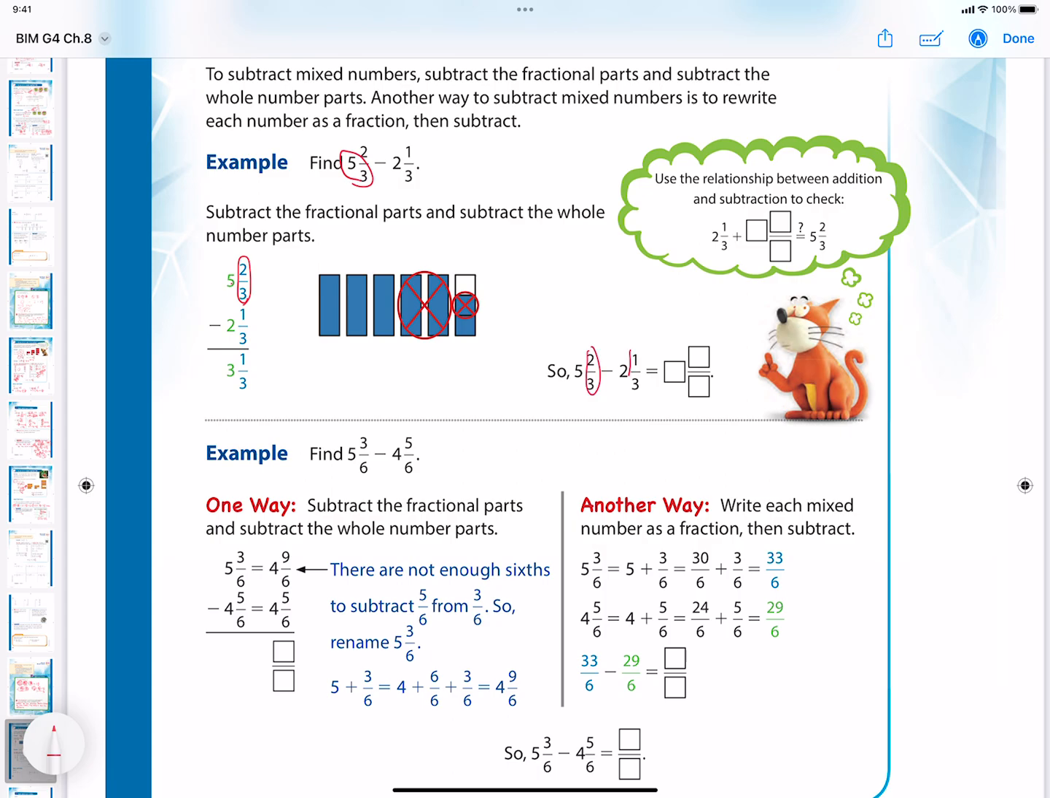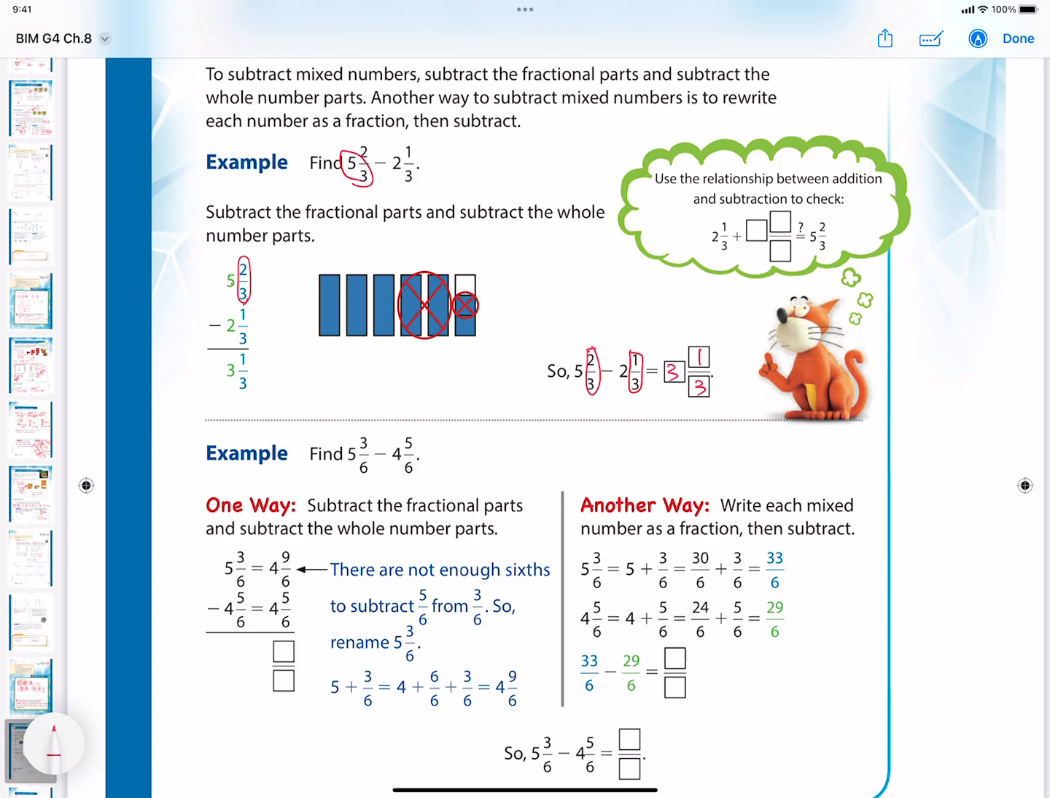So 5 and 2 over 3 take away 2 and 1 over 3. We are going to do what? We did the fractional parts first, and thankfully this minuend has greater value than the subtrahend. So we were able to do just what? Take away 2 over 3, take away 1 over 3 is what? 1 over 3. And then 5 take away 2 is what?